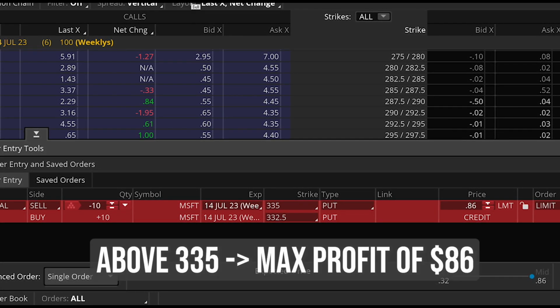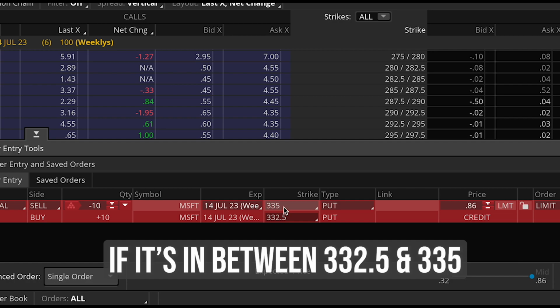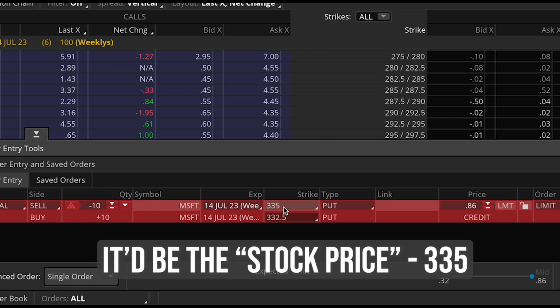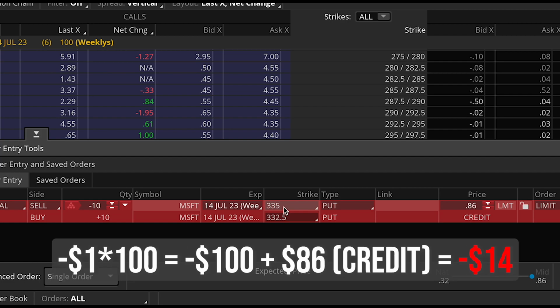And if Microsoft were to be above 335, you would collect max credit. You would make $86. If it were to fall below 332.5, you would lose the maximum amount, which would be 250 minus 86, which would be $164. If it ends somewhere in between, then it would just be the difference between the actual strike price and the actual price. So for example, if it ended up at 334, you would be losing $100 from the trade, but you collected $86, so the overall loss there would be 14.